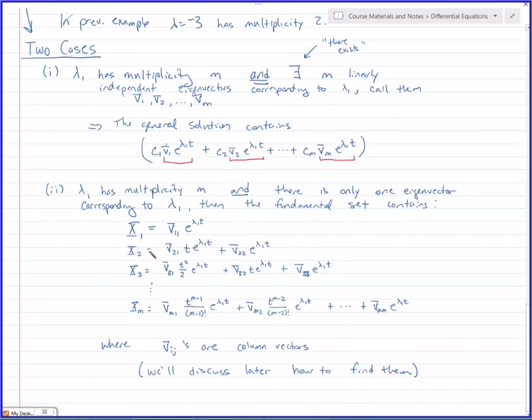So x1 only has 1 term, x2 has 2 terms, x3 has 3 terms, xm has m terms. And what I'm doing is I'm creating a combination where the actual functions times these unknown vectors at this point are these polynomials times e to the lambda 1 t. But they're specifically t to a power over that power factorial. It can be shown that when we choose them of this form, we can always find these so that these are linearly independent and they're solutions to the original system.